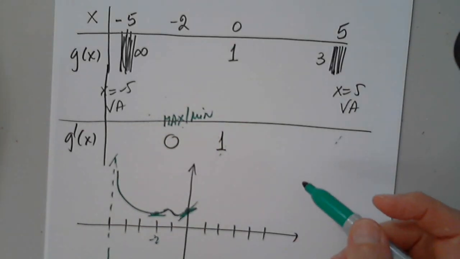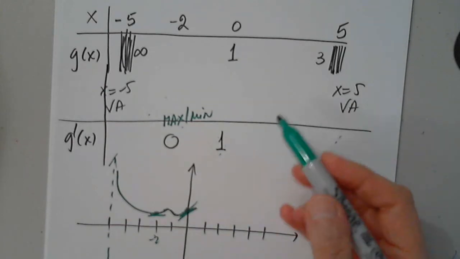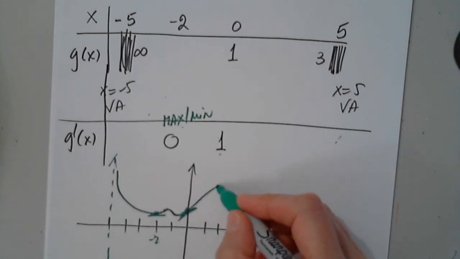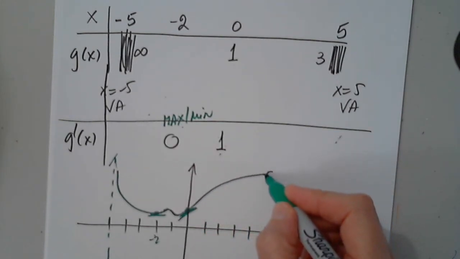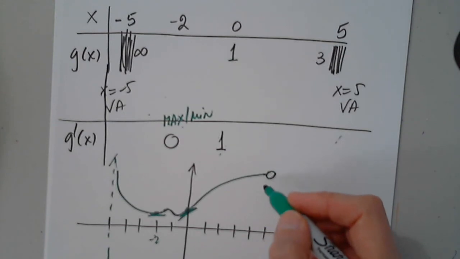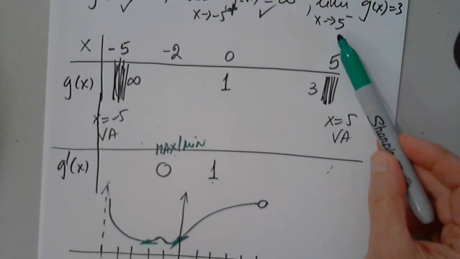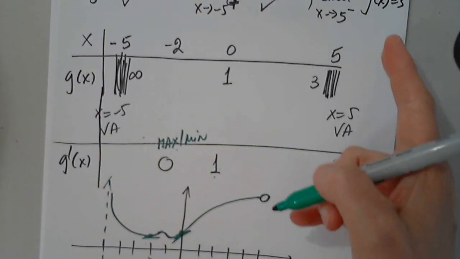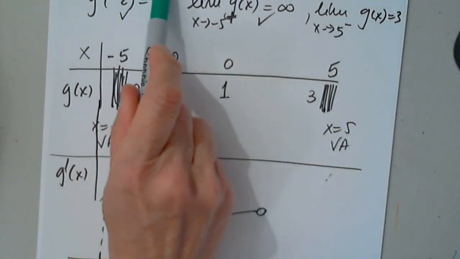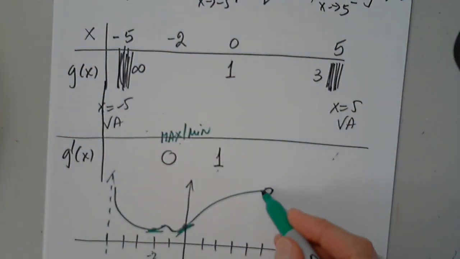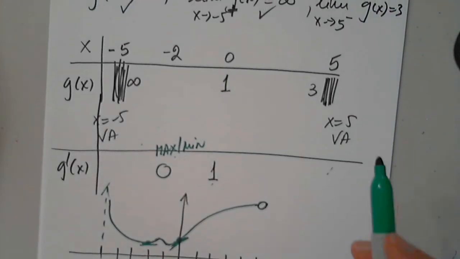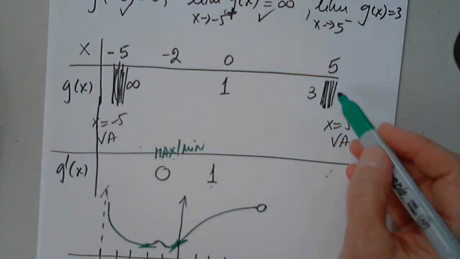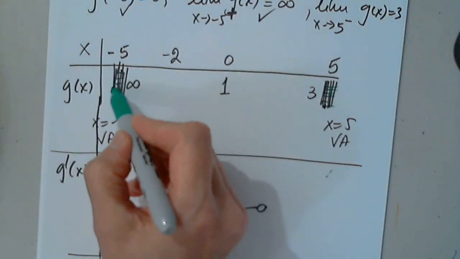And then, so this is 5. And the function continues to 3, like this. Why? Because it's the limit. It doesn't say that g of 5 is 3. No, the function is not defined at 5. So this cannot be a full point. It only says that the limit from the left of 5 is 3. But specifically it says the function is not defined at 5.